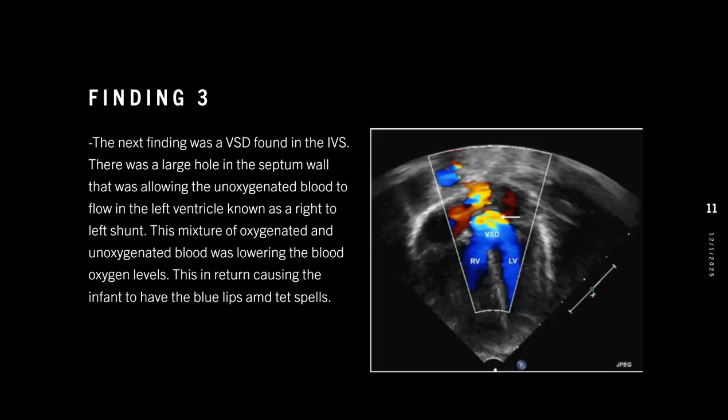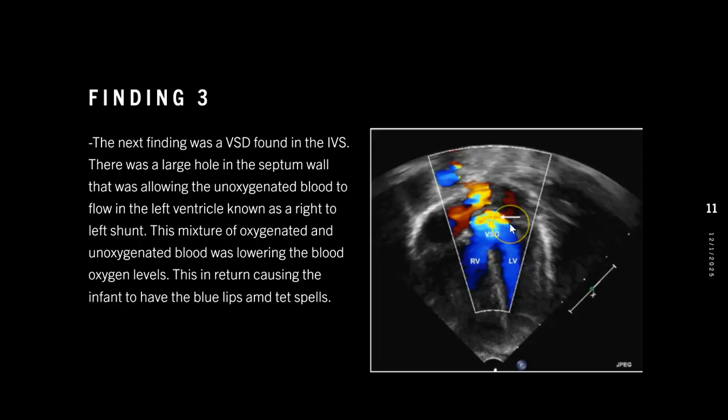Finding 3. The next finding was a VSD found in the IVS. There was a large hole in the septum wall that was allowing the unoxygenated blood to flow in the left ventricle, known as a right to left shunt. This mixture of oxygenated and unoxygenated blood was lowering the blood oxygen levels. This in return causing the infant to have blue lips and TET spells.